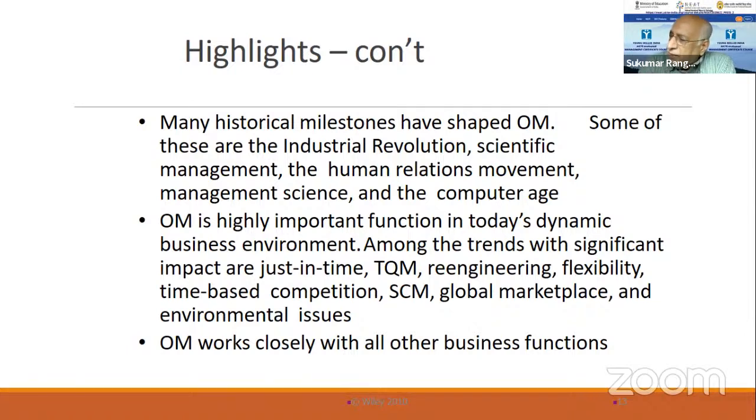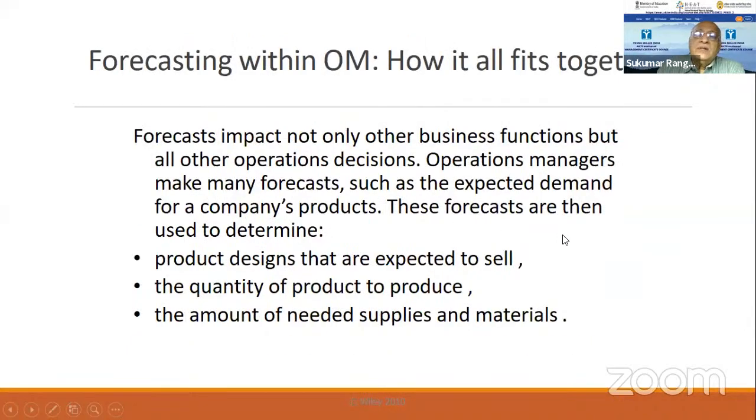In fact, the United Nations has mandated 17 sustainable development goals, many of which impact operations management. So if you see, even in ISO, we have ISO 14000, which is for environmental related issues, and it is all good that companies ensure that they follow practices related to environmental issues. So operations management works closely with all the business functions, as we saw in the earlier slide, the linkages between all the departments.